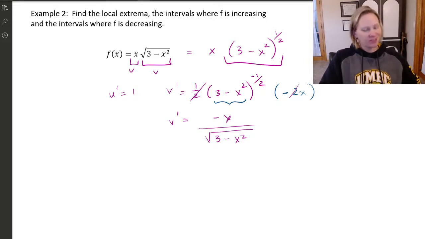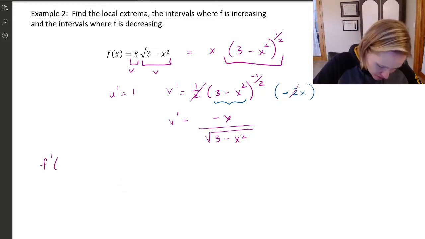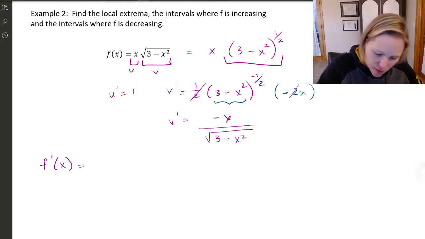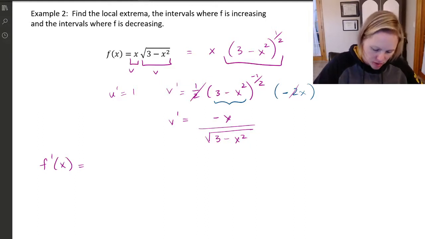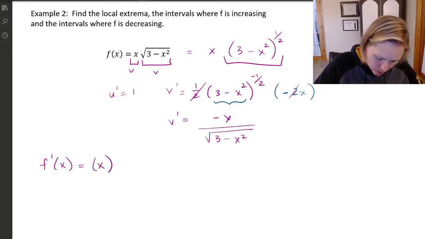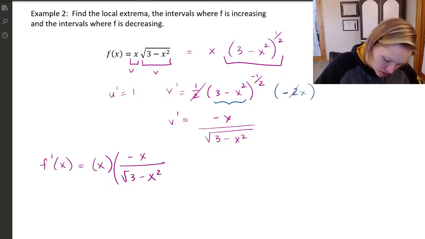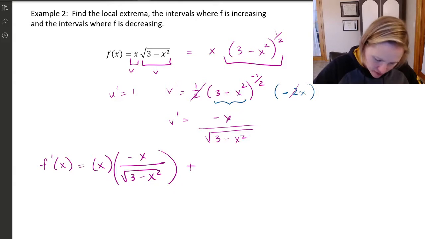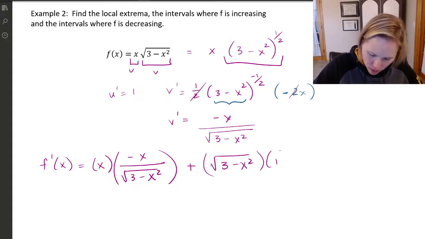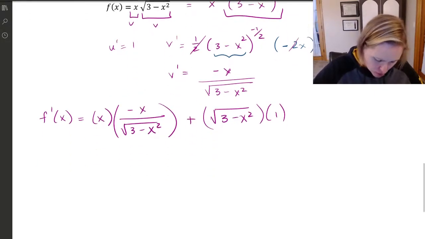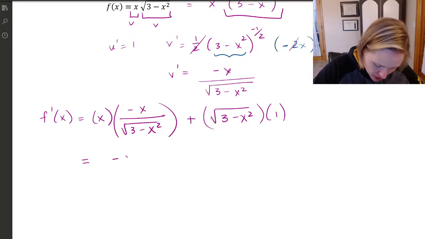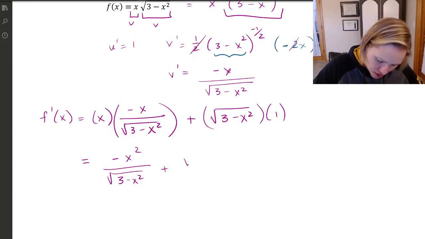Okay, so now let's use our product rule. So f prime of x is, remember, u v prime plus v u prime. So here we go. u is x, v prime is negative x over the square root of 3 minus x squared, plus v times u prime. u prime is 1, so that's easy. Let's clean this up. We get negative x squared over the square root of 3 minus x squared, plus the square root of 3 minus x squared.